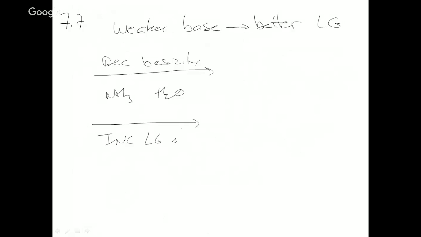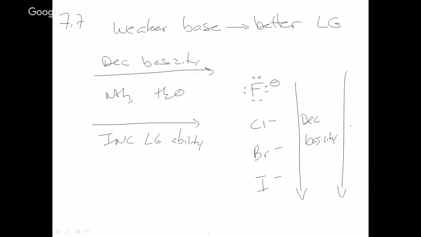leaving group ability. Now, the problem is these are neutral, okay? And what we're looking at is negatively charged halogens. And fluoride is actually not as good a leaving group as the rest. Okay, I'm going to leave off the lone pairs, but we're going to see that chlorine, bromine, iodine are excellent leaving groups.